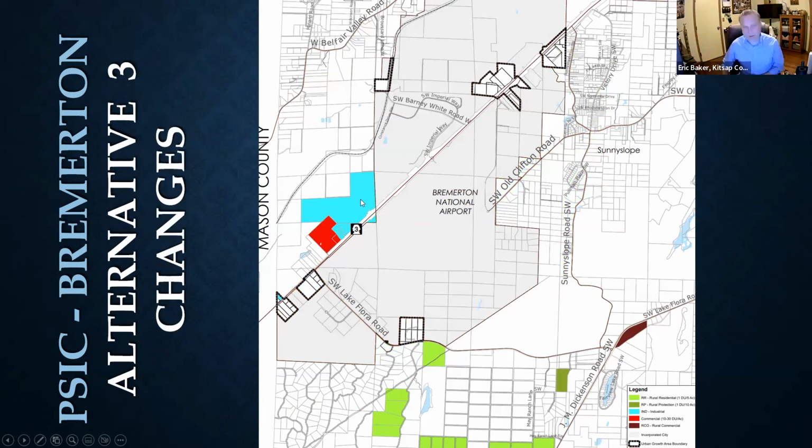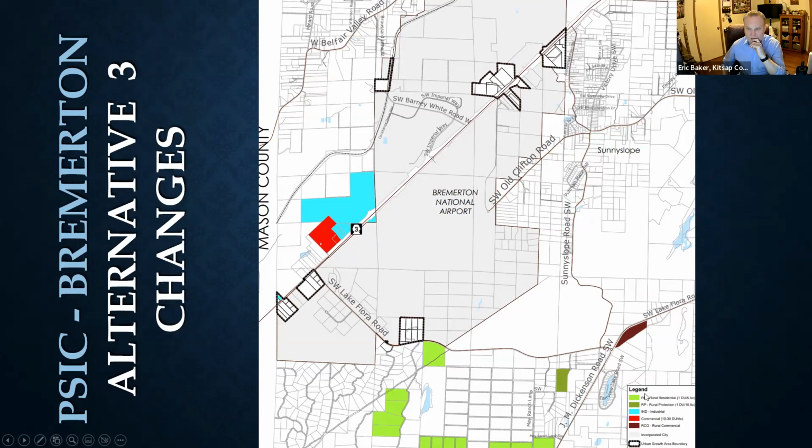Alternative three proposes additional industrial and commercial opportunities on the north side of Highway 3. This is south of the Lake Flora Road intersection. This is just before you get to that. These are, again, planning for additional industrial uses, providing additional jobs for the south area.